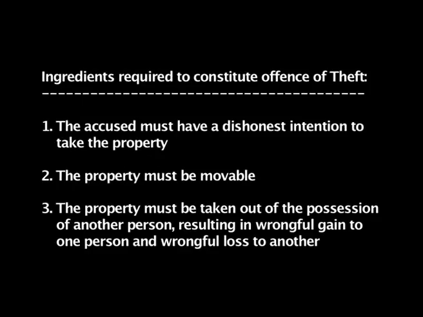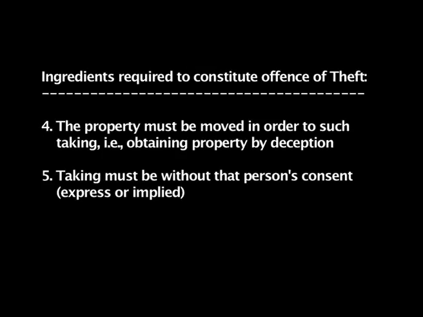To constitute the offence of theft, the following ingredients are required. Number 1, the accused must have a dishonest intention to take the property. Number 2, the property must be movable. Number 3, the property must be taken out of the possession of another person, resulting in wrongful gain to one person and wrongful loss to another. Number 4, the property must be moved in order to such taking, that is, obtaining property by deception. And number 5, taking must be without that person's consent, express or implied.